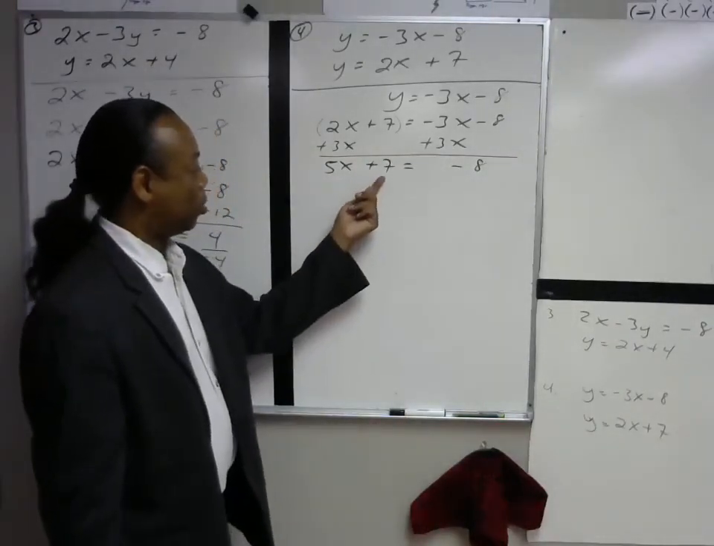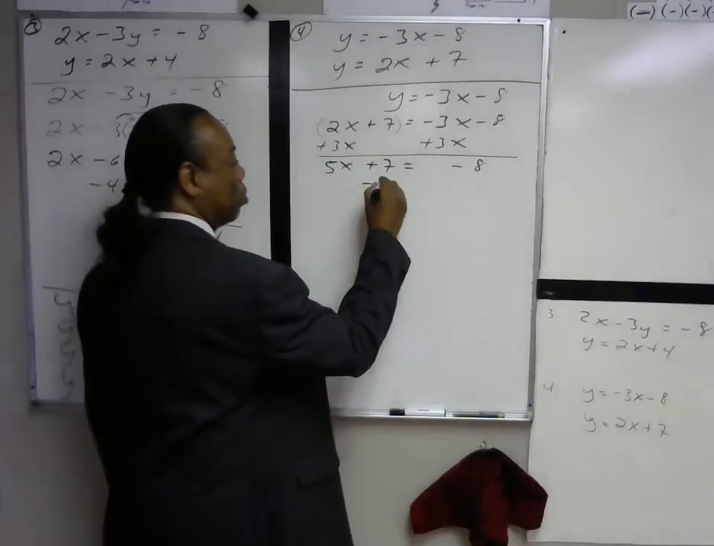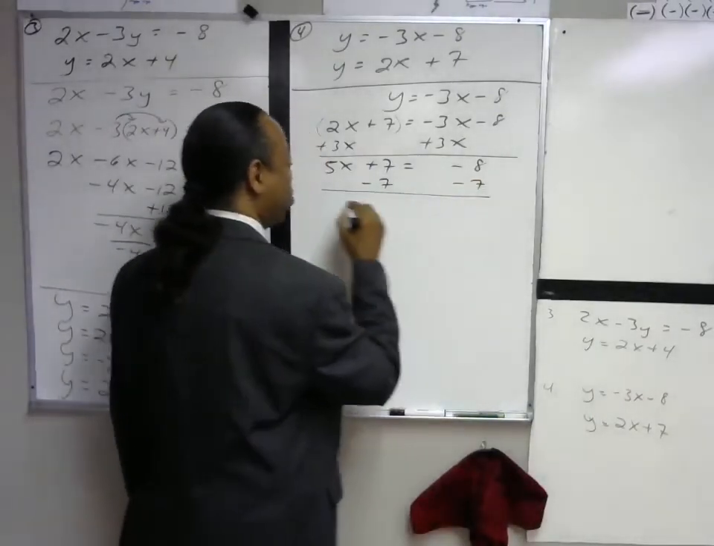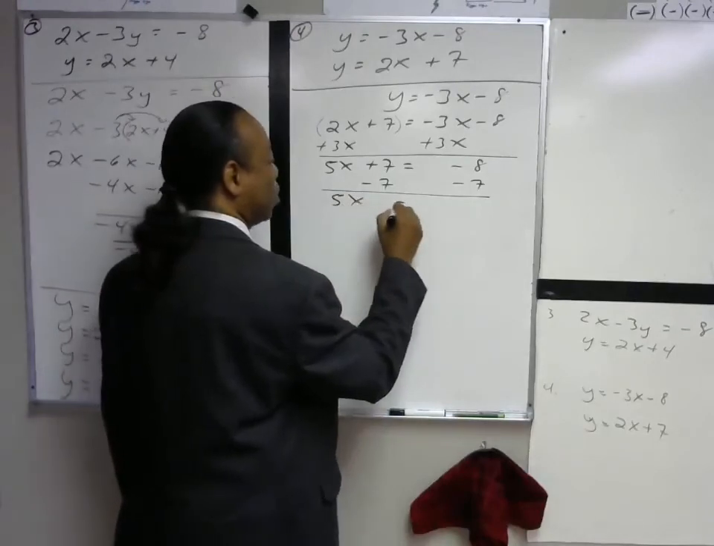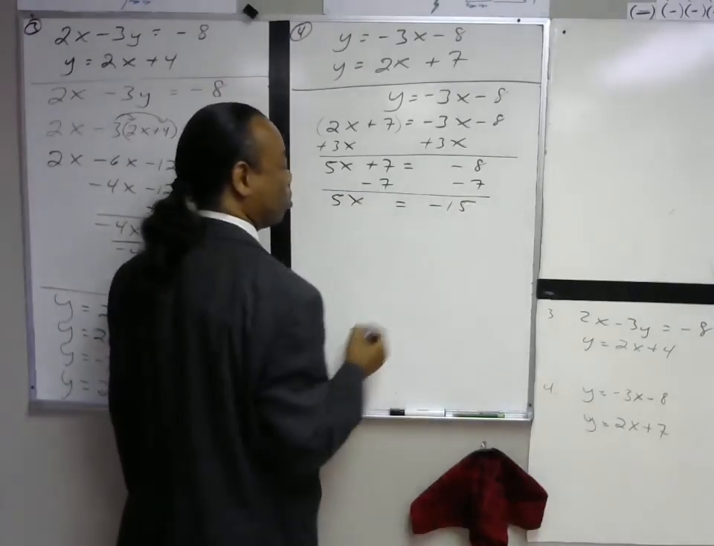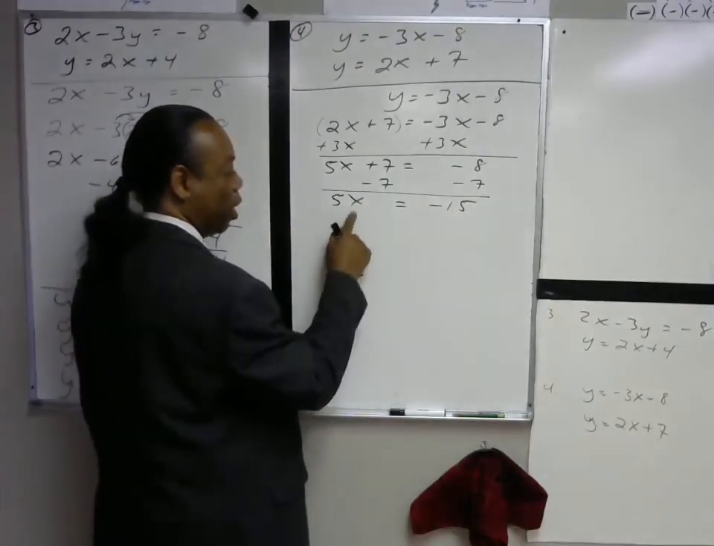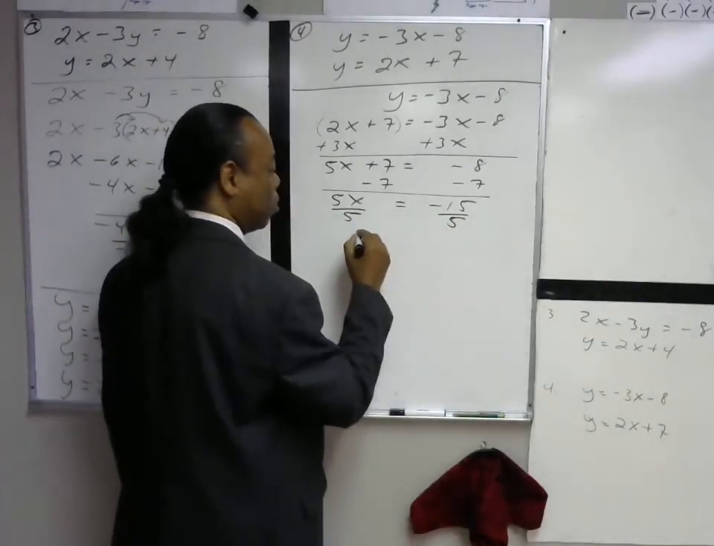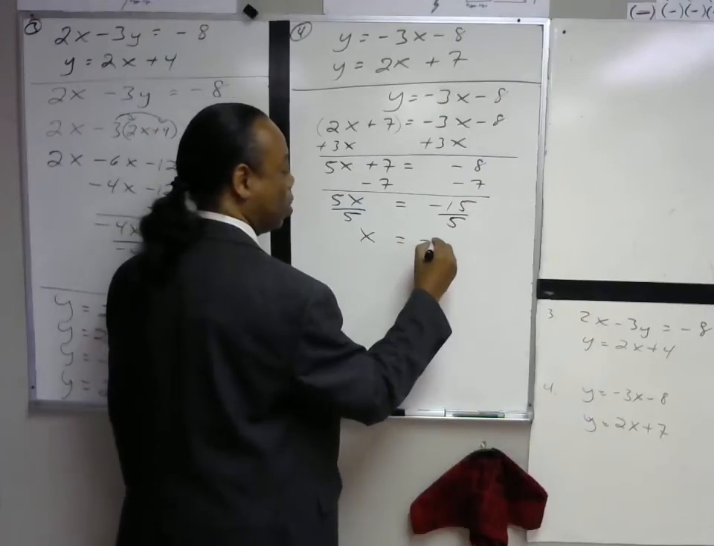Now, we get rid of the positive 7 by subtracting 7 from both sides. We end up with 5x equals -15. Divide both sides by 5. And we now have that x is equal to -3.